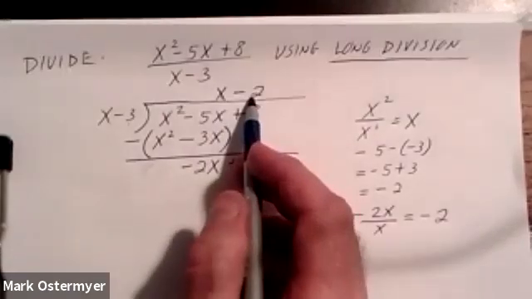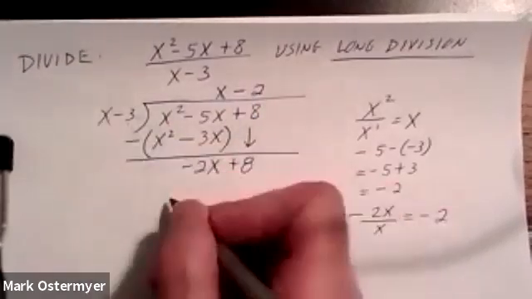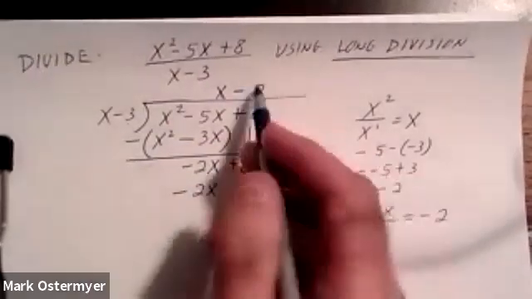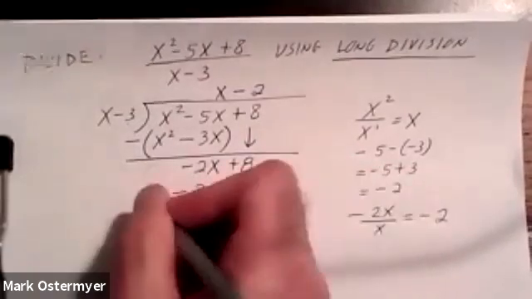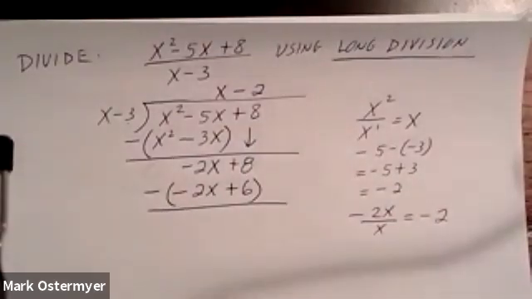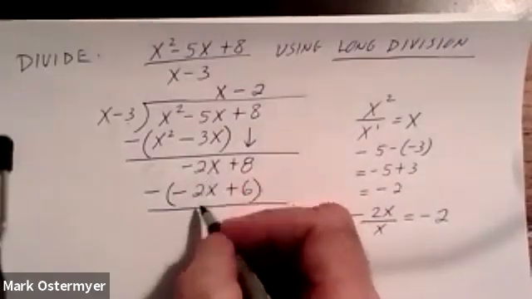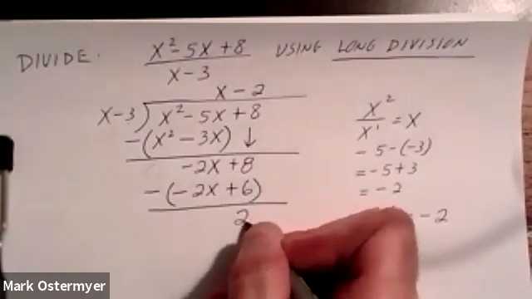Take the negative 2 and multiply it by your divisor. Negative 2 multiplied by x is negative 2x. Negative 2 multiplied by negative 3 is plus 6. Subtract off the whole polynomial. Notice that the negative 2x's drop out to 0. 8 subtract 6 gives you 2.